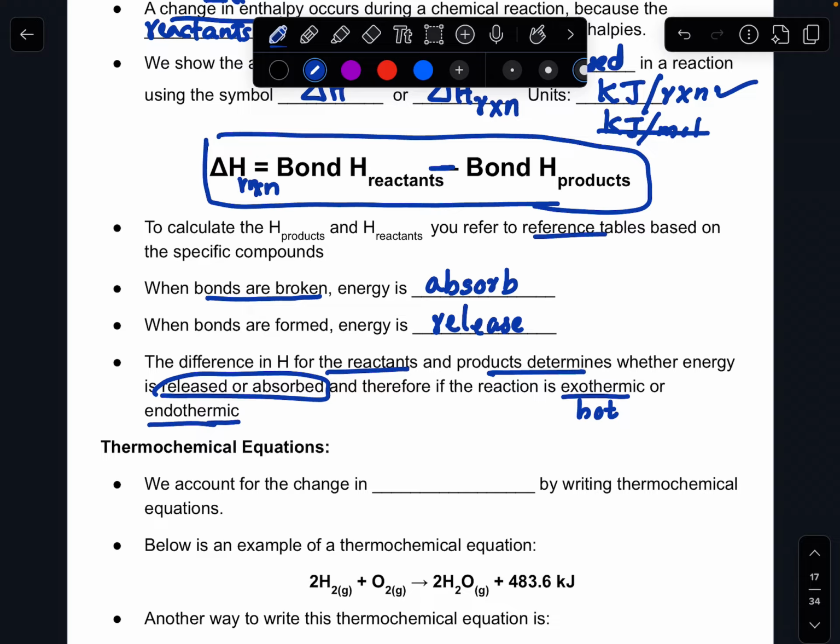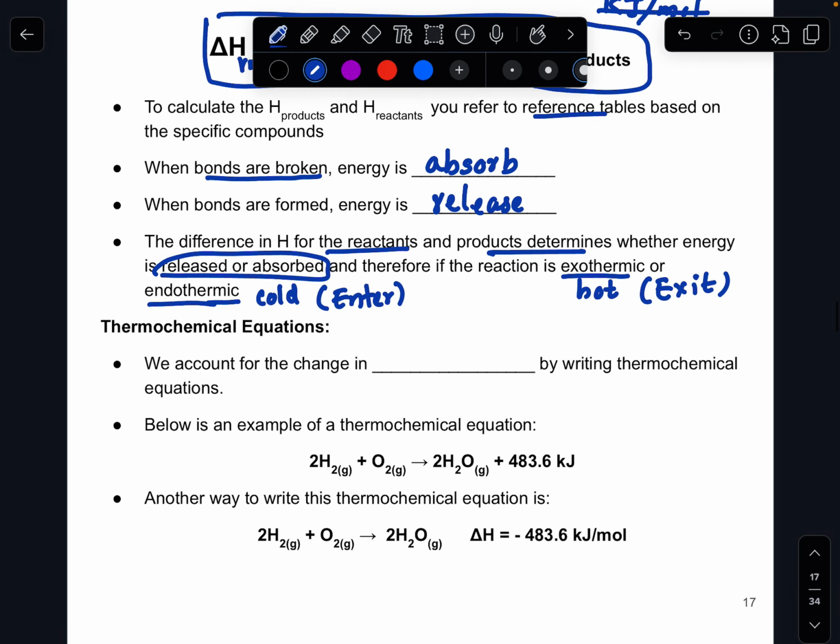And endothermic, we did that example also. If you feel cold, that means the reaction is getting energy from outside. It is absorbing energy from you, or from the surroundings. That's why you feel cold. That is called endothermic. Easy way to remember: exo means exiting energy and endo means energy is entering. Okay, use those words to remember that.